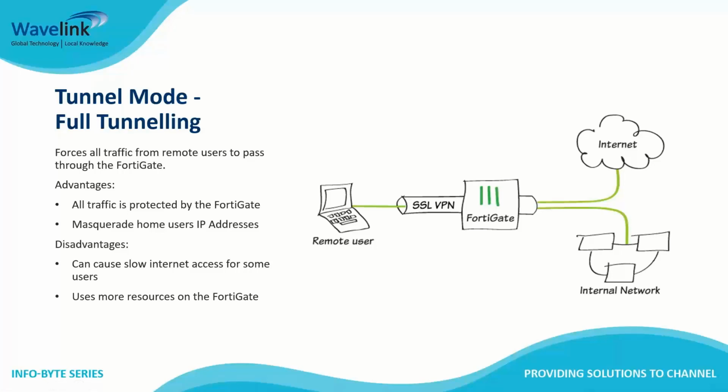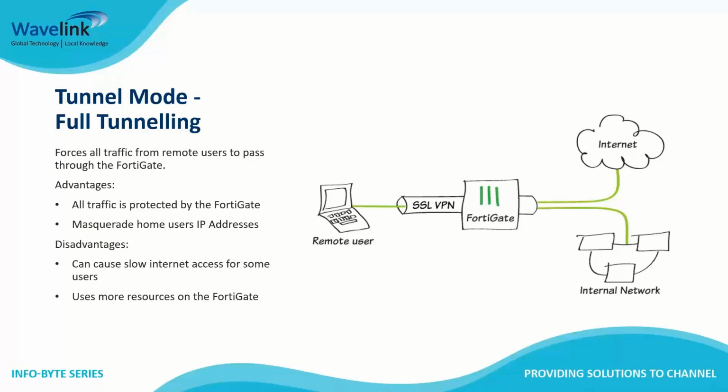In full tunneling, this forces all traffic from the remote user's device to pass through the FortiGate, which means all traffic that is sent is protected by the FortiGate. This also means that if remote users are using large amounts of data, you could see a slowdown in your network, because all that information needs to be sent through the SSL VPN, processed by your FortiGate, and then sent from your FortiGate to the internet via its internet link.